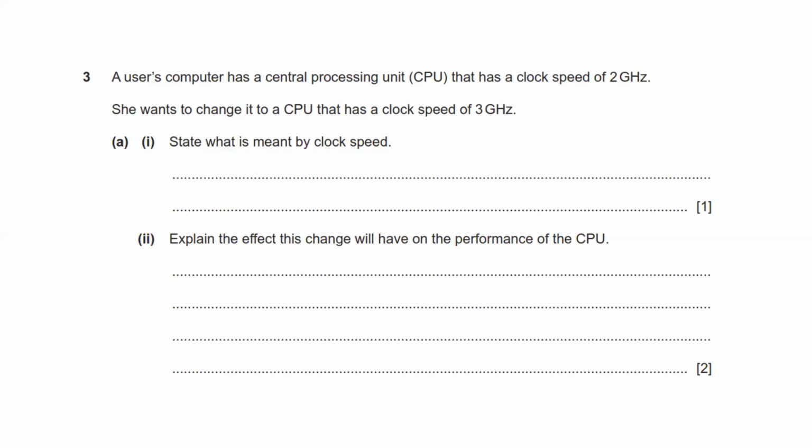question number 3. It says a computer has a central processing unit that has a clock speed of 2 gigahertz. Then it says a user wants to change the CPU to one that has a clock speed of 3 gigahertz. State what is meant by a clock speed. So clock speed is basically the maximum number of instructions that your CPU can perform, because the CPU has an inside circuit that generates these ones and zeros, or basically a signal, something like this. If we plot the waveform, it looks something like this.